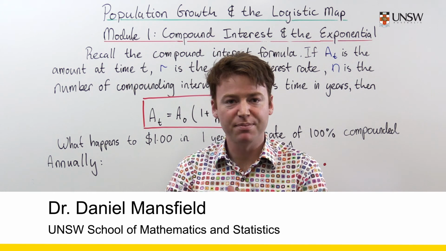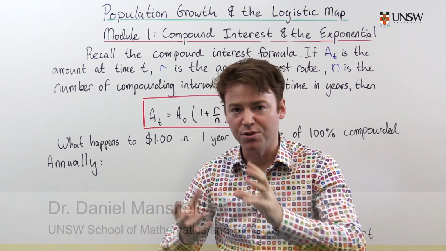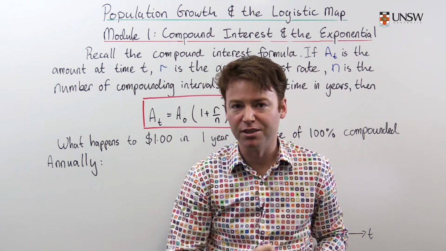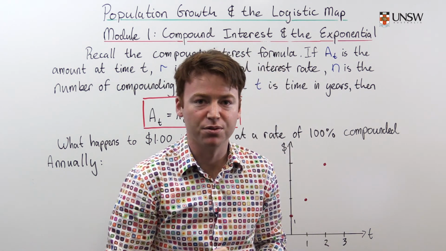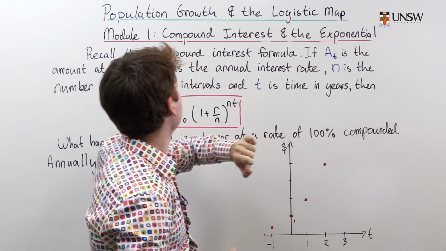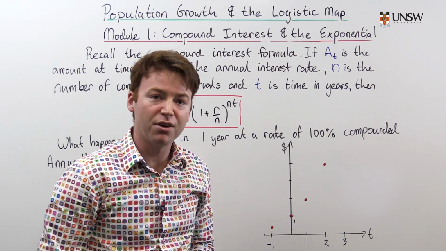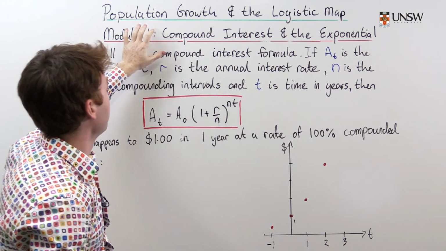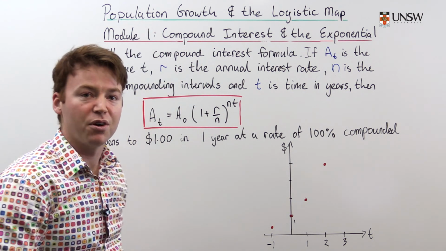This is a course about mathematical modelling. Mathematical modelling is when you use maths to describe something in the real world. In this course, we are going to use maths, in particular the logistic map or the exponential map, to describe things in the real world. Population growth or compound interest.